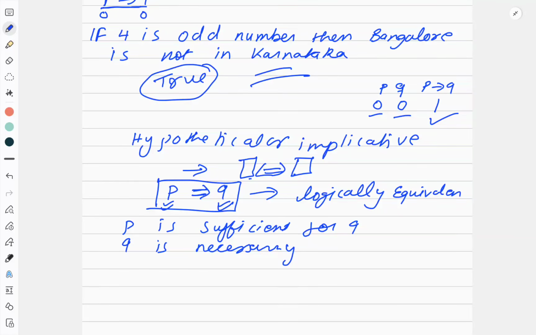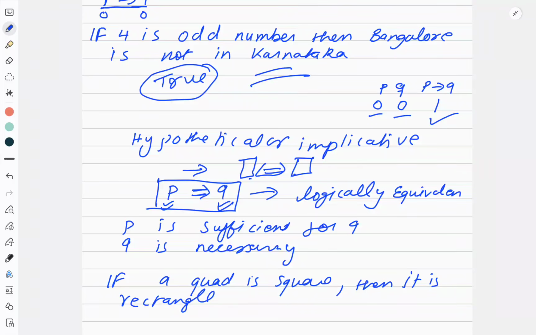Okay, now look at the example. Simple example: if a quadrilateral is square, then it is rectangle. Okay, so what is the meaning of P implies Q? This is your P and this is your Q. So it means that to be a rectangle, being square is sufficient. Okay, if it is a square, it will be a rectangle. But to be a square, rectangle is only a necessary condition but not sufficient.